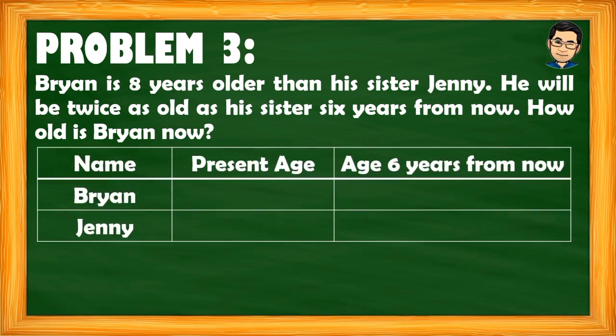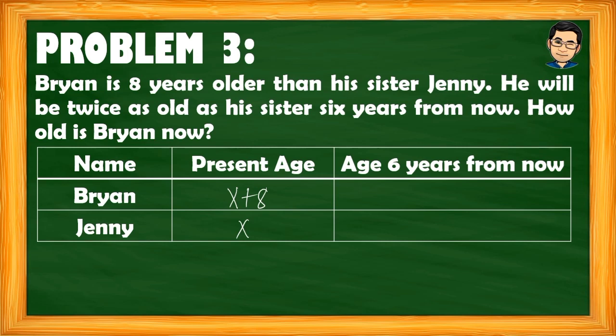So, let's analyze. So, present age niya. So, Brian is 8 years older than his sister Jenny. So, ibig sabihin, mas matanda po si Brian kaysa sa sister niya na si Jenny ng 8 taon. So, 8 years. So, ang ilalagay natin dito kay Brian sa present age niya is x plus 8. And then, Jenny, x lang po siya.